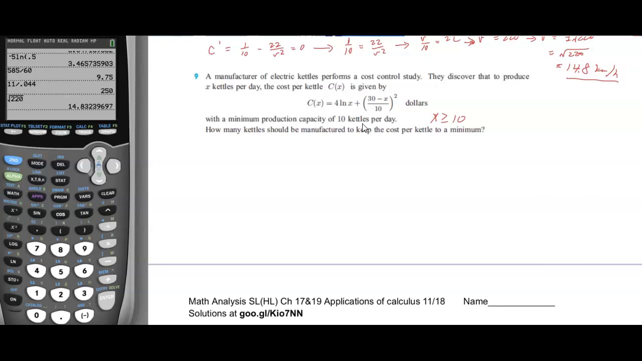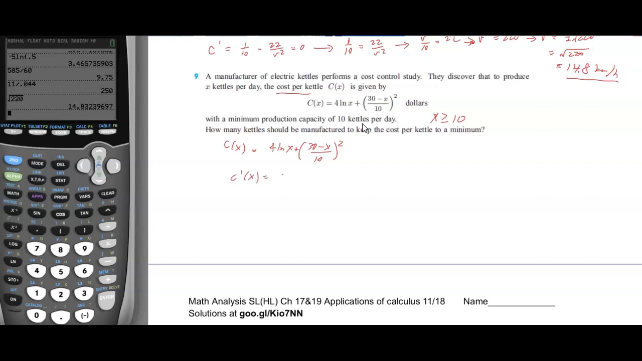So this is a cost per kettle function. They already have it all prepared for us. We don't even need to modify it in any way. All we need to do is take the derivative so that we can find when it's equal to 0, and then we'll find the minimum. So what is the derivative of this function?